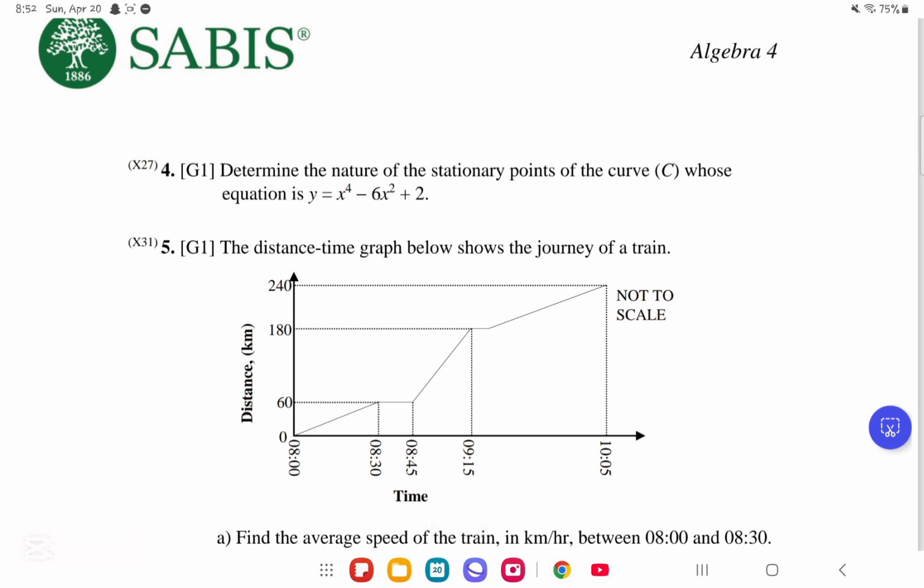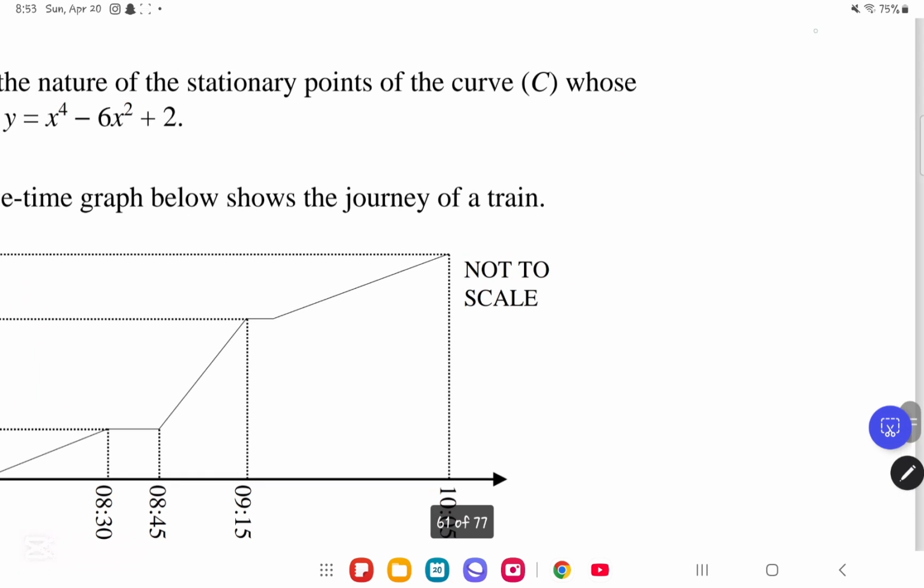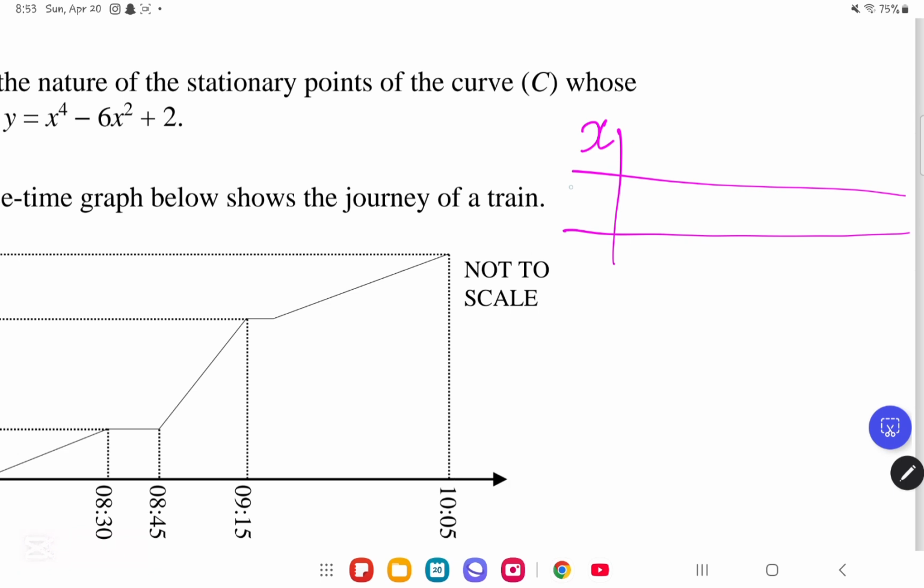In number 4, they said, determine the nature of the stationary points of the curve C whose equation is this. In order to do this, we will first need to draw the table of variation. What is the table of variation? You're just going to have 3 rows: a row of x, a row of the derivative, which is dy over dx, and a row of y. Then you're going to have a line or 2 or 3, depending on what we get from over here.